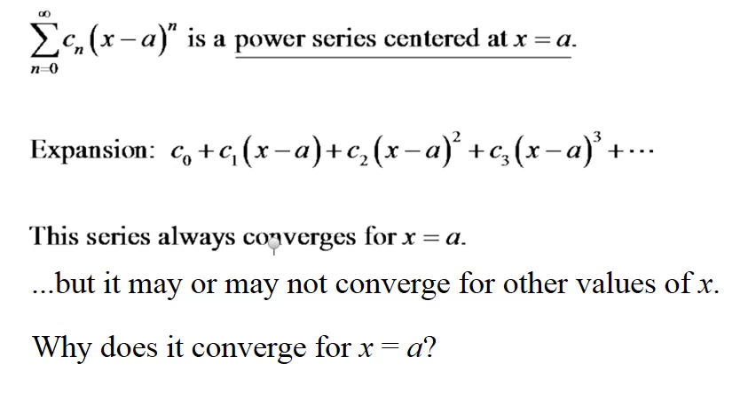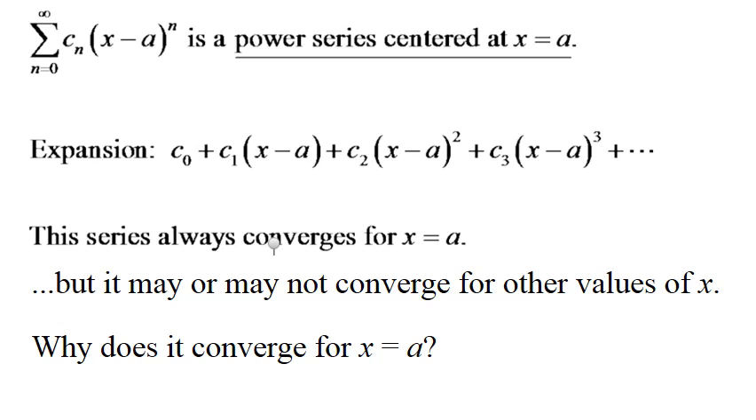A power series centered at x equals a is a series whose nth term is made up of some constant multiplied by the nth power of the quantity x minus a. In expanded form, n equals 0 gives the constant c sub 0. N equals 1 results in the term c sub 1 times x minus a to the first power. N equals 2 gives c sub 2 times x minus a to the second power, and so on.